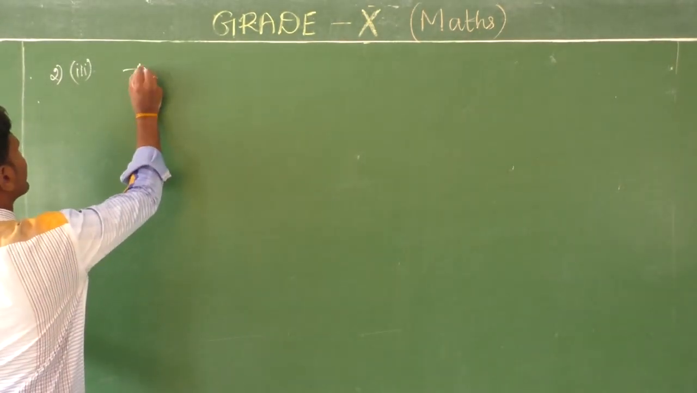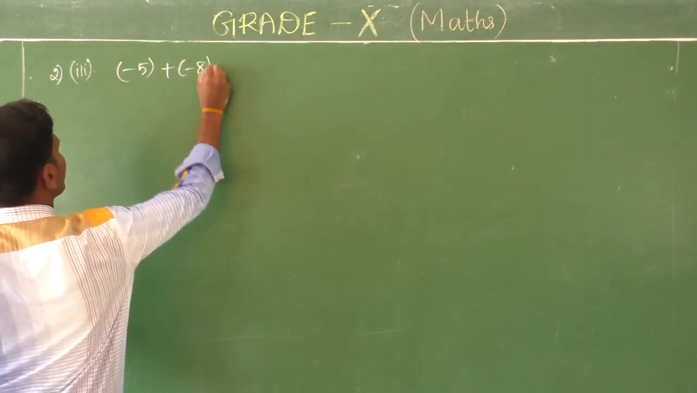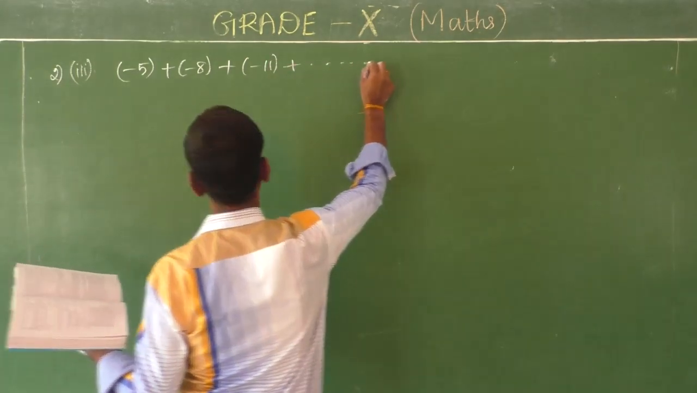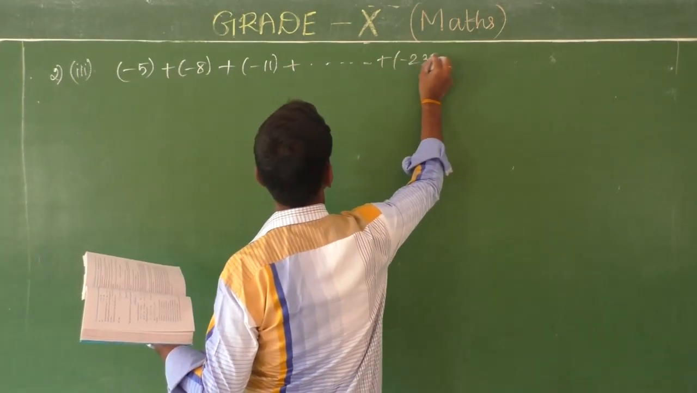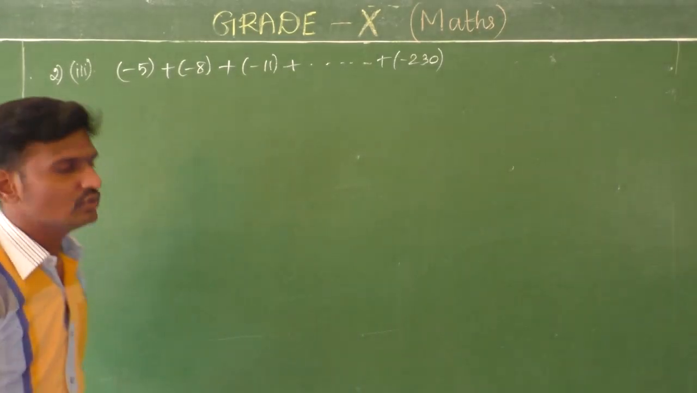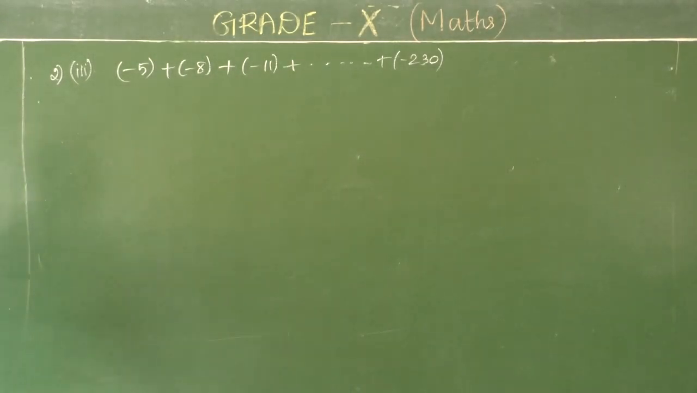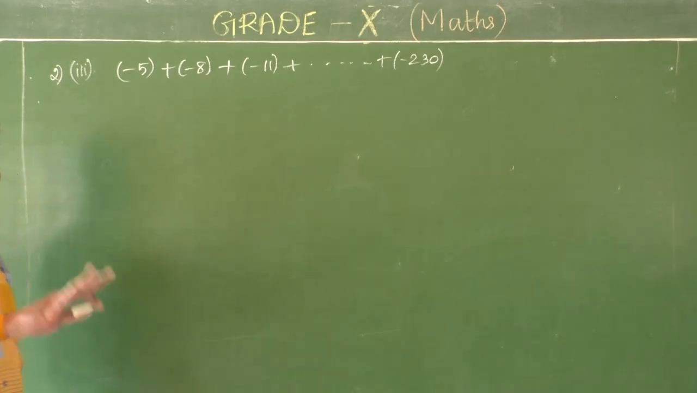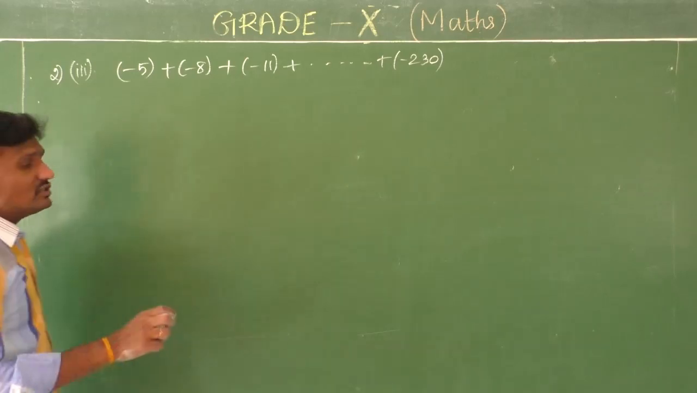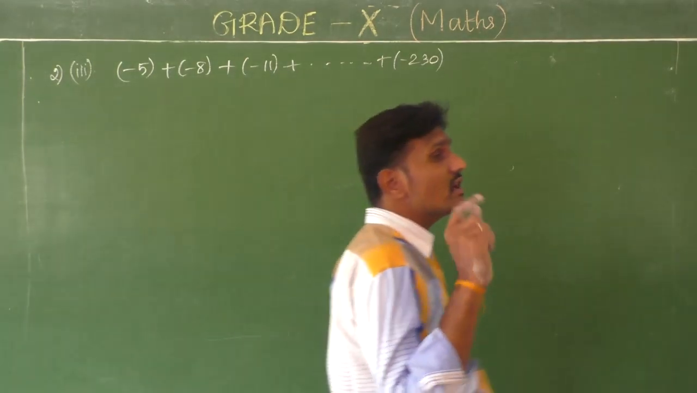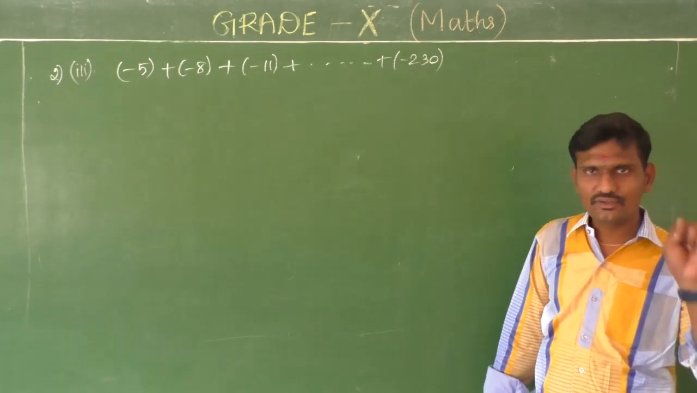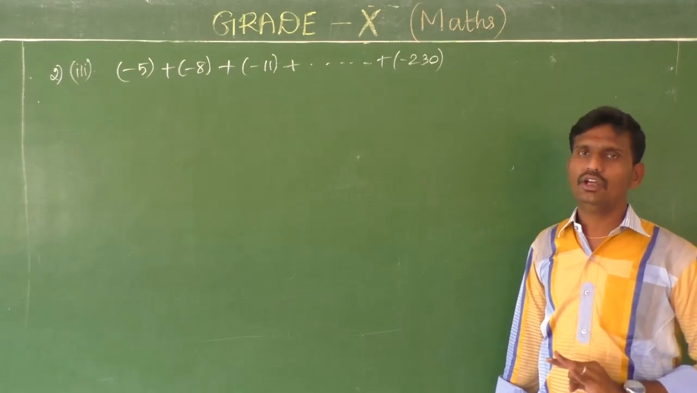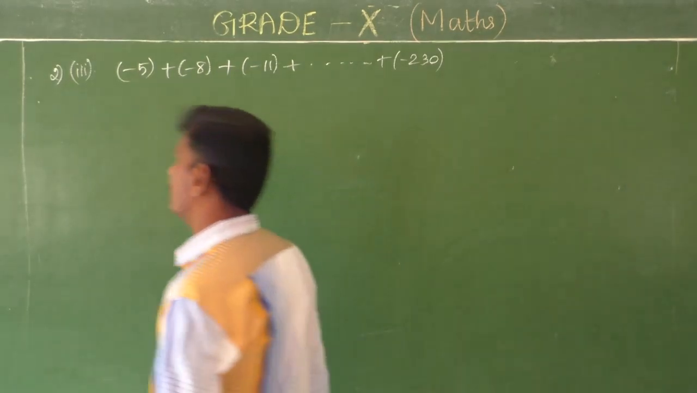You have minus 5 plus minus 8 plus minus 11 plus, up to the last term minus 230. Yes, student. So listen, you have the series. It is a finite series. So first you should find how many terms are there in the series. So first we should find n. Then only we are going to use the n in the Sn formula. So like that only you are going to simplify.